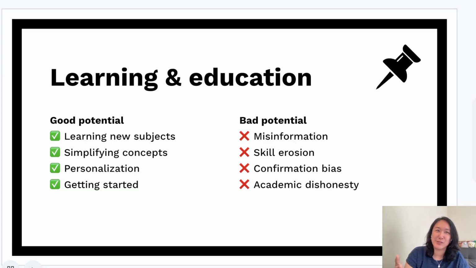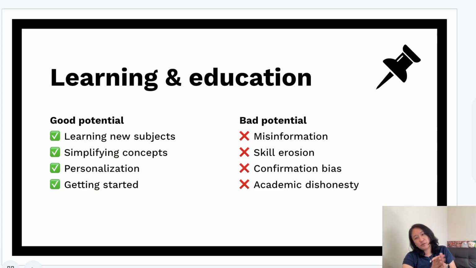The bad potential is that there could be rampant misinformation, meaning if this model is using a data set that is not accurate, it'll just keep spitting out things that are not accurate to you. So again, it could amplify a problem in misinformation.